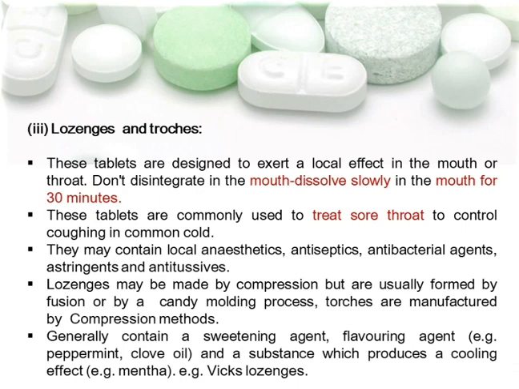Lozenges may be made by compression but are usually prepared by fusion or by candy molding process. And troches are prepared by compression method. Generally they contain a sweetening agent, flavoring agents like peppermint and clove oil, and a substance which provides a cooling effect like mentha. An example of lozenges is Vicks lozenges.